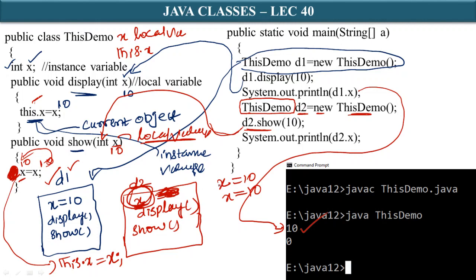But this X does not belong to this object. Why? Because here the current object is D2. As we are not saying this dot X, this X will not be copied to the X belonging to D2. Now if you want, you can check it. System.out.println D2 dot X. What does D2 dot X print? It prints 0. What does it mean? This 10 is not copied here. What's the reason? We are not saying this dot X. If I say this dot X, this 10 will be copied to this particular X belonging to D2.